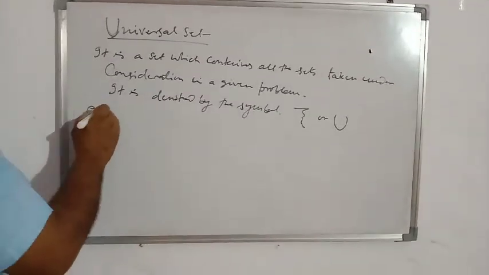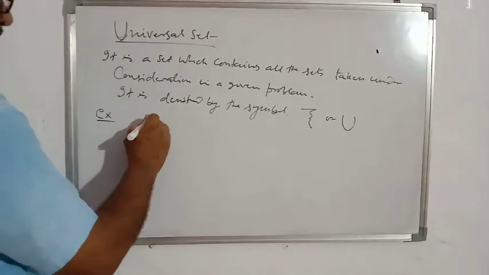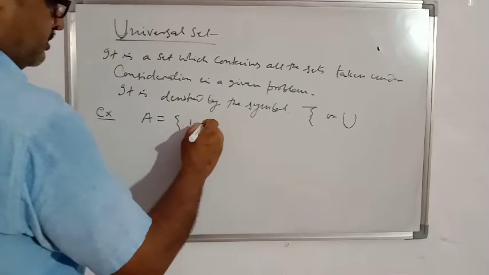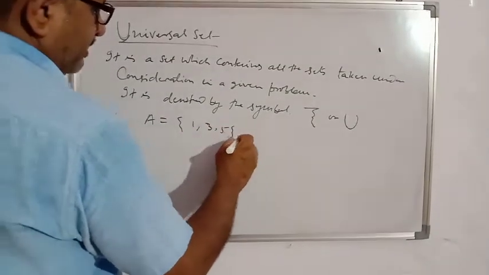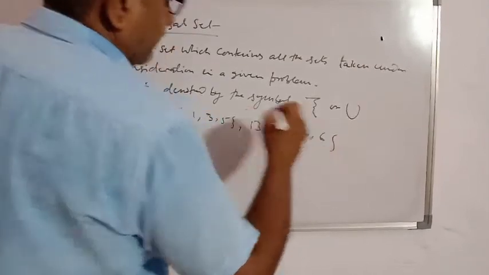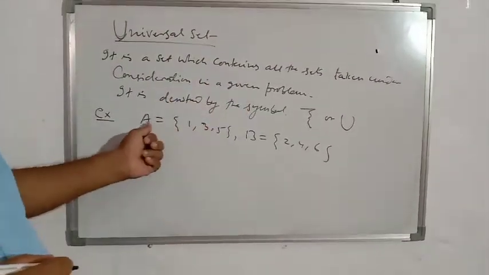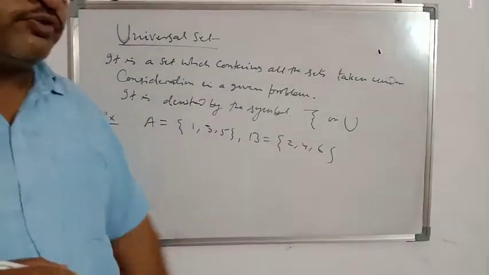See the meaning of universal set. Suppose in a given problem there are two sets. One set is {1, 3, 5}. Another set is {2, 4, 6}. Okay, two sets are given in a problem. First set 1, 3, 5. Second is 2, 4, 6.